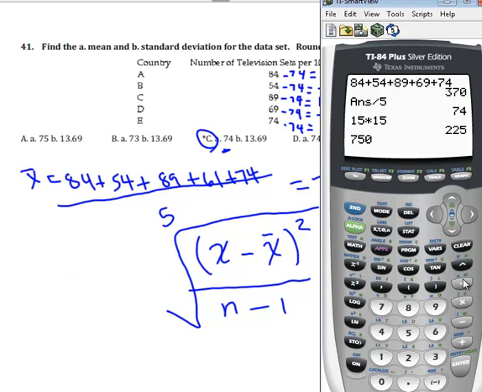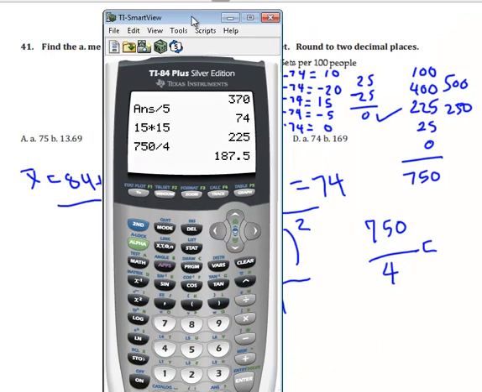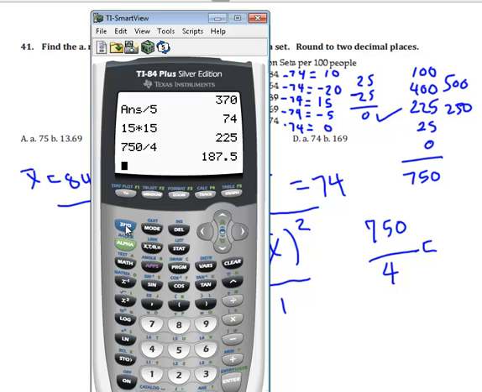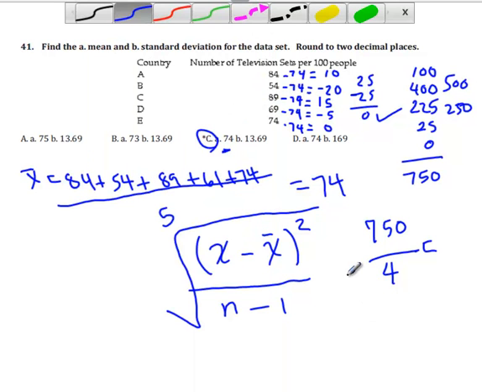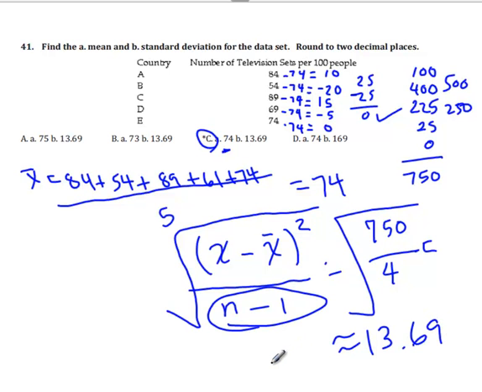750 divided by 4 is 187.5. And then we want to take the square root of that. 187.5, square root of that is 13.69, which is what we got here. So the square root of this guy is approximately 13.69. So remember, we're dividing by n minus 1 and not n when we do our standard deviation.